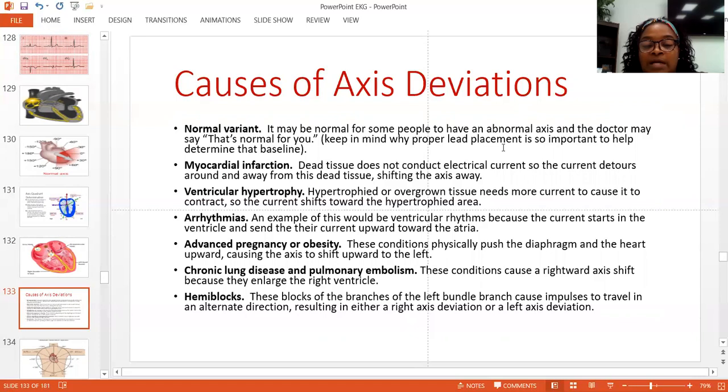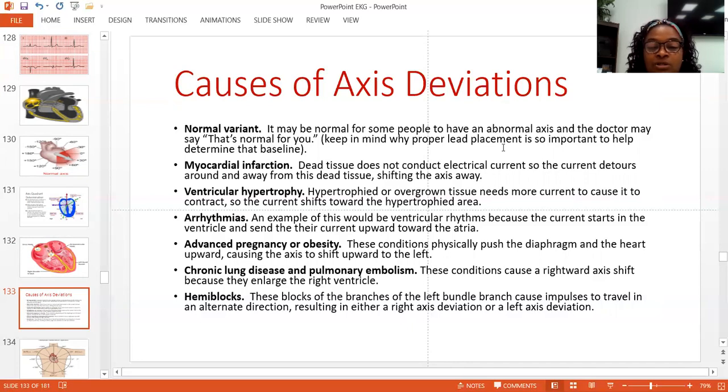And here I indicated to keep in mind, this is why proper lead placement is so important in helping the doctor determine that baseline. Because when he sees that baseline, and after you've seen that doctor a couple of times, or it's noted, they have a baseline noted in your chart, then he can look back at that and make that determination, based on other factors, your symptoms and everything. He can make that determination that that is a normal variant for you.